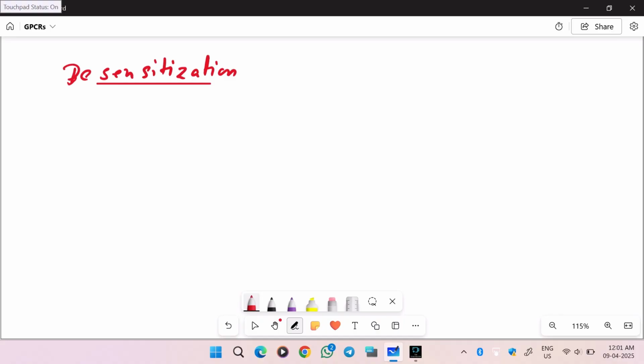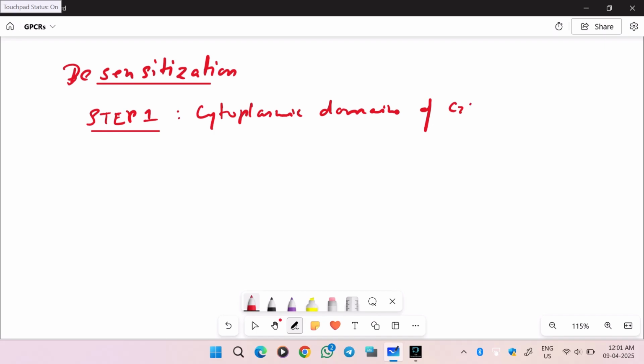So first one is step 1. The cytoplasmic domain of GPCR is phosphorylated. That is, the cytoplasmic domain of GPCRs gets phosphorylated.